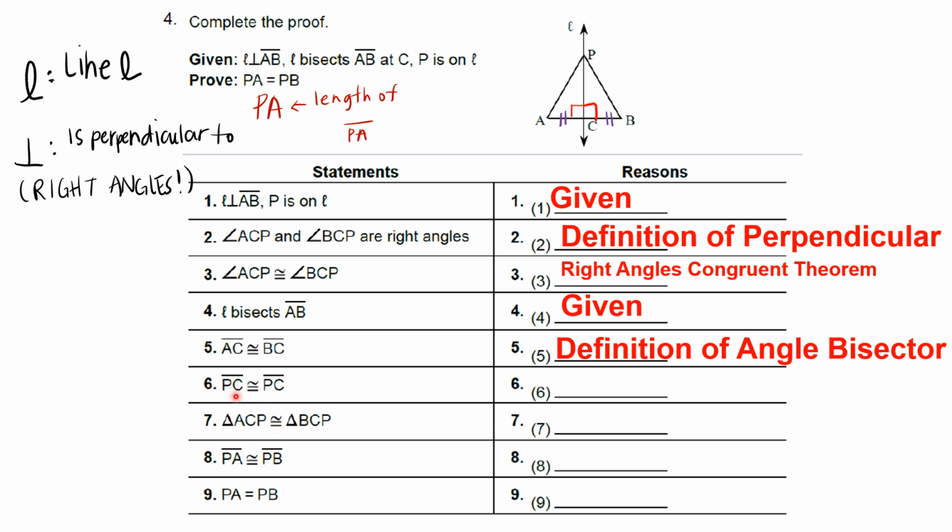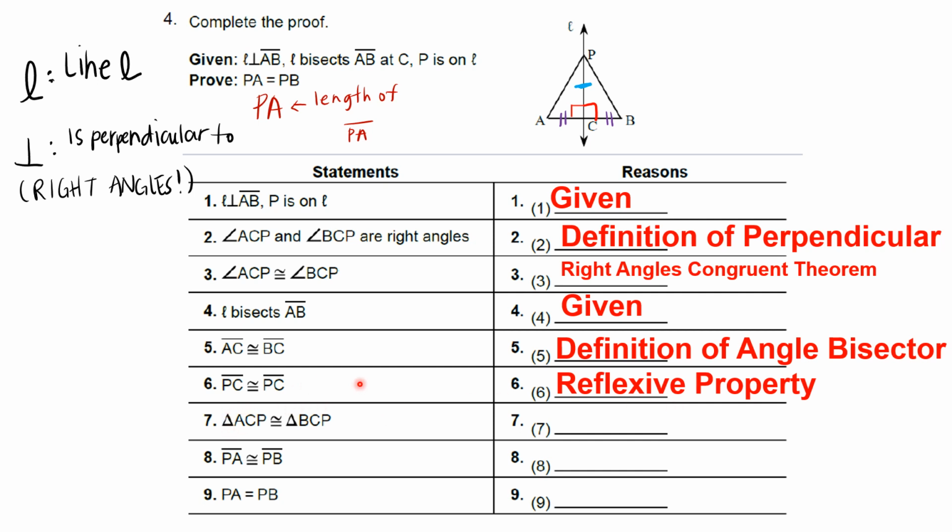Next line, line segment PC is congruent to line segment PC. I forgot to mark that, but they share this common side, don't they? Let's mark that with a little congruent tick mark. And do y'all remember what property that is when you prove that something is congruent to itself? That's the reflexive property, right?